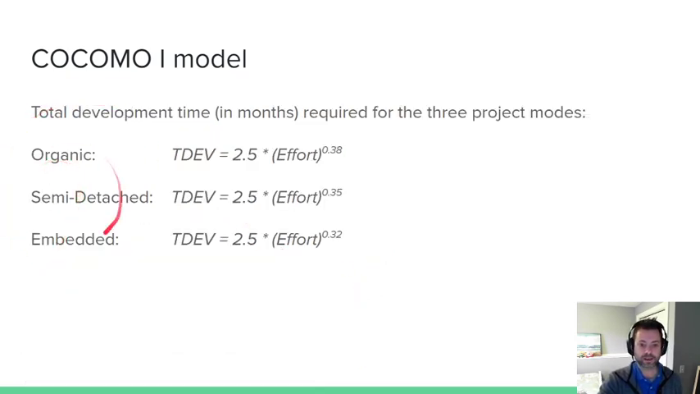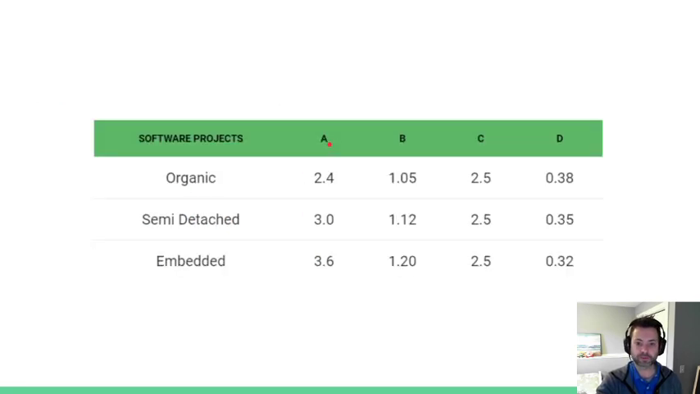All right, so let's look at a slightly different view here. We have our organic, semi-detached, and embedded views, where we're looking at the development time. This is slightly different than person months. Again, these are the values given by the model. We have another K value here. Effort's going to come out of our basic, intermediate, advanced. So this is the person months. This is the development time. And again, these are values given by our model so far.